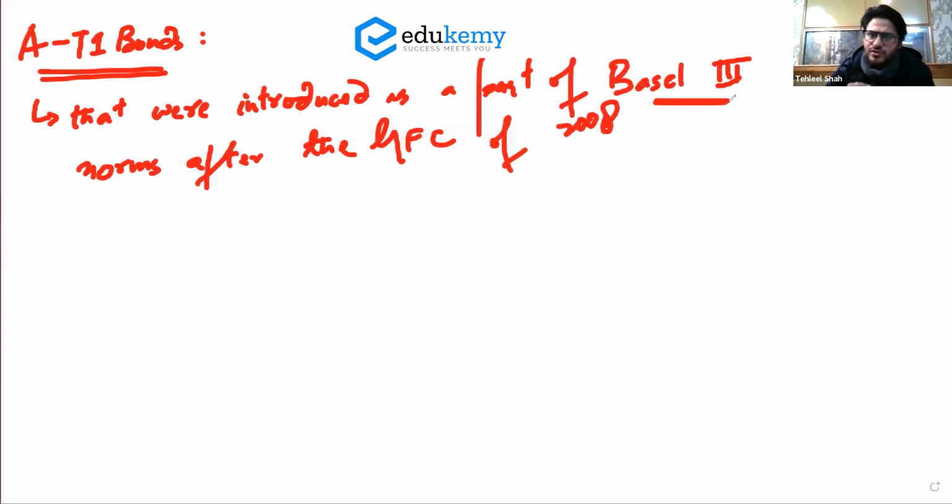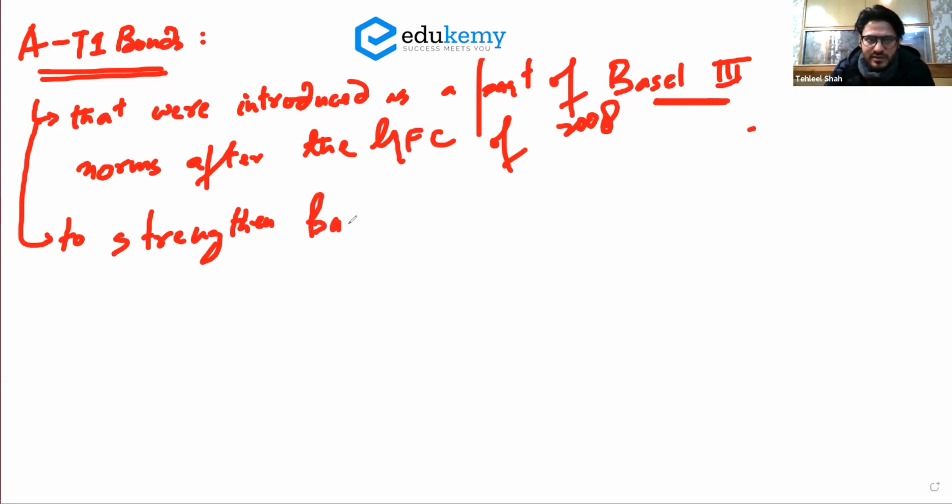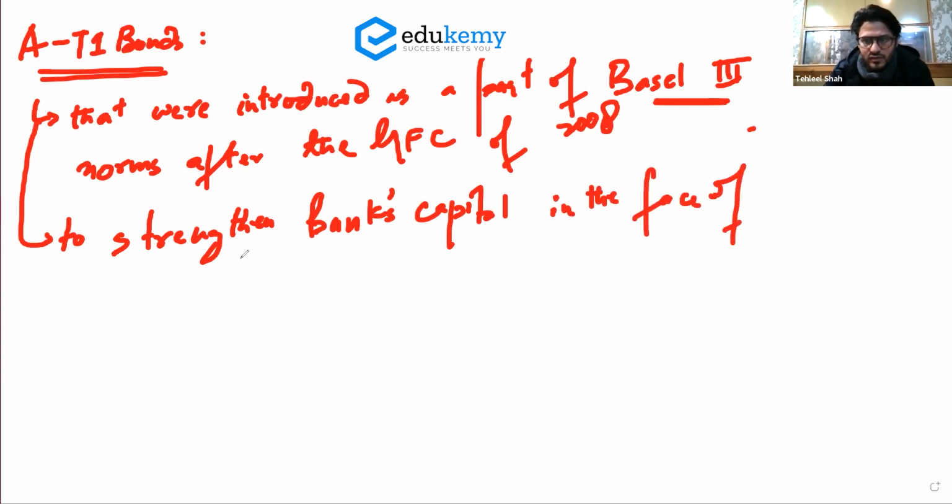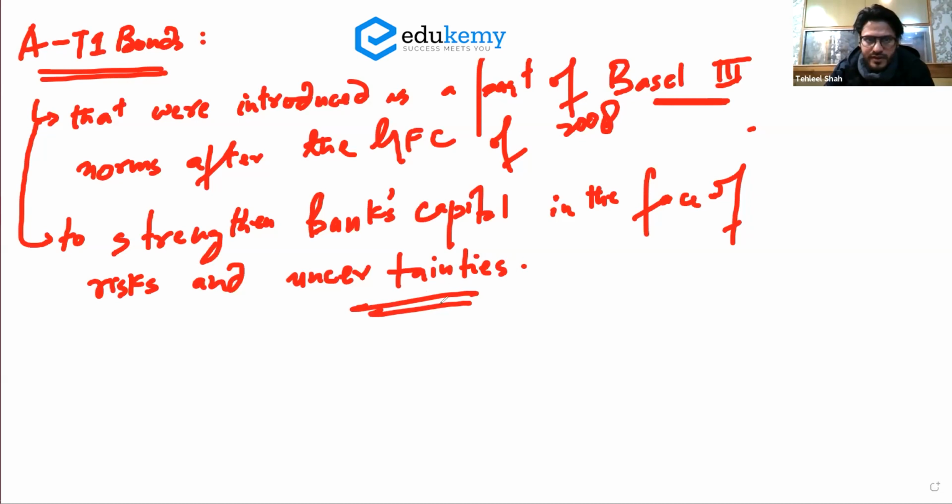For now, it was introduced as a part of Basel III norms after the GFC, global financial crisis of 2008. Why was it introduced? AT1 bonds were introduced to strengthen banks' capital in the face of risks and uncertainties. So these are your reasons for AT1 bonds.